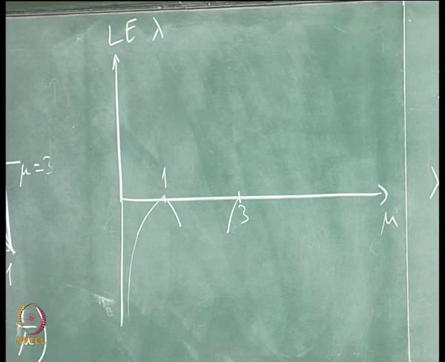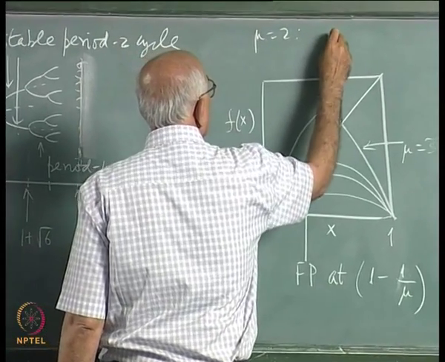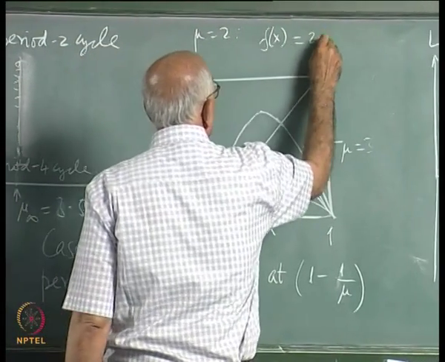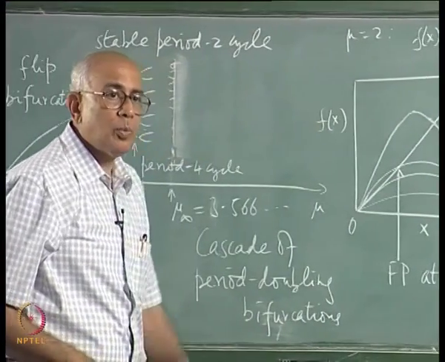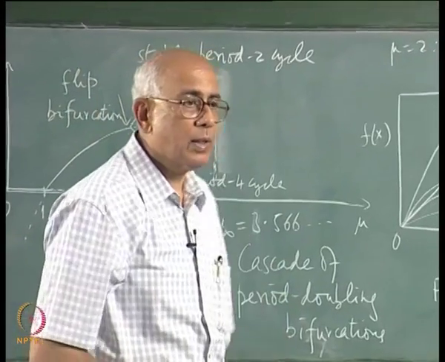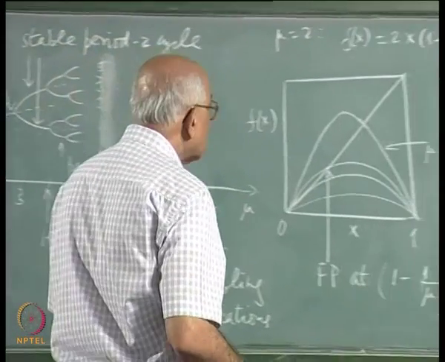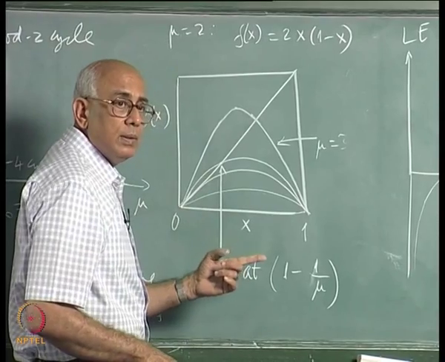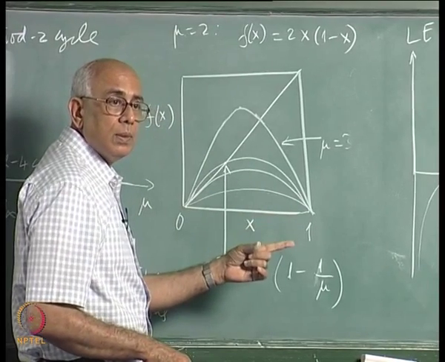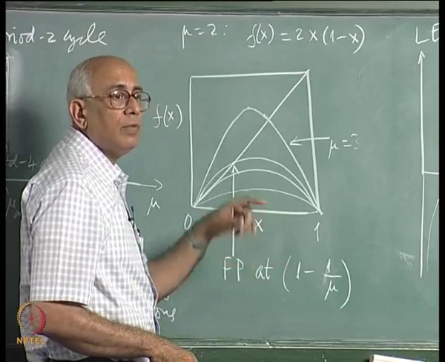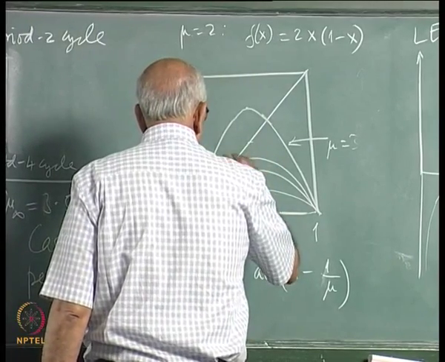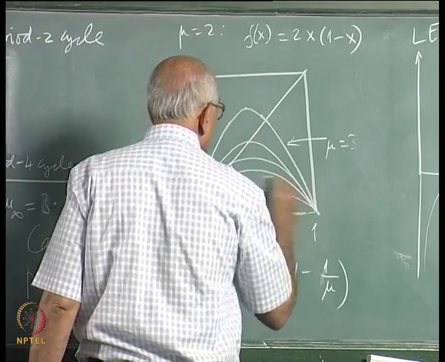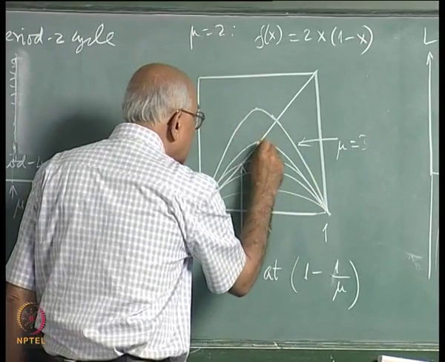Let us draw the map for mu equal to 2. So I would like to draw mu equal to 2, the map function f of x is twice x into 1 minus x. And the fixed point is at a half because it is at 1 minus 1 over mu. And what is the slope at that point? It is 2 minus mu, right. So the slope is 0 and the log of that is minus infinity. So what has happened is that exactly at mu equal to 2 the map looks like this. And the slope here is 0.